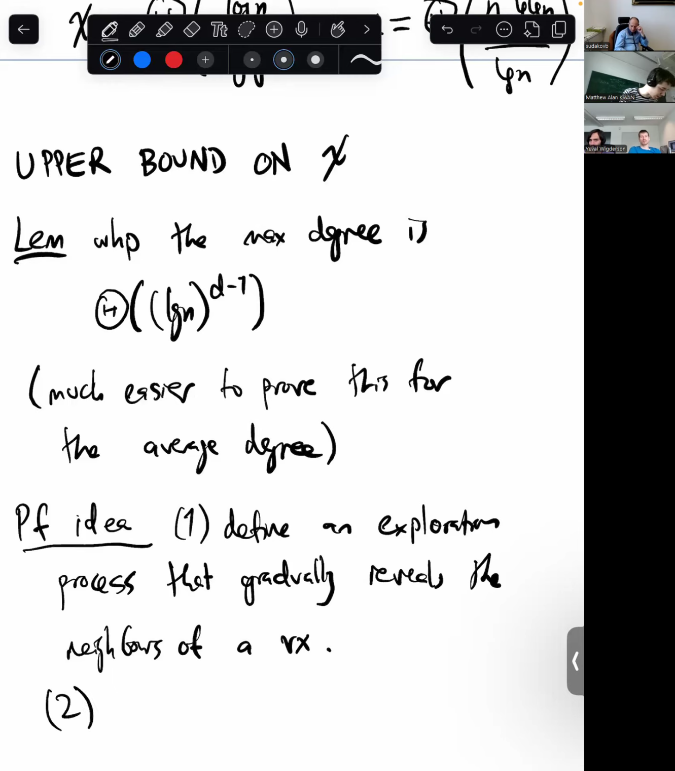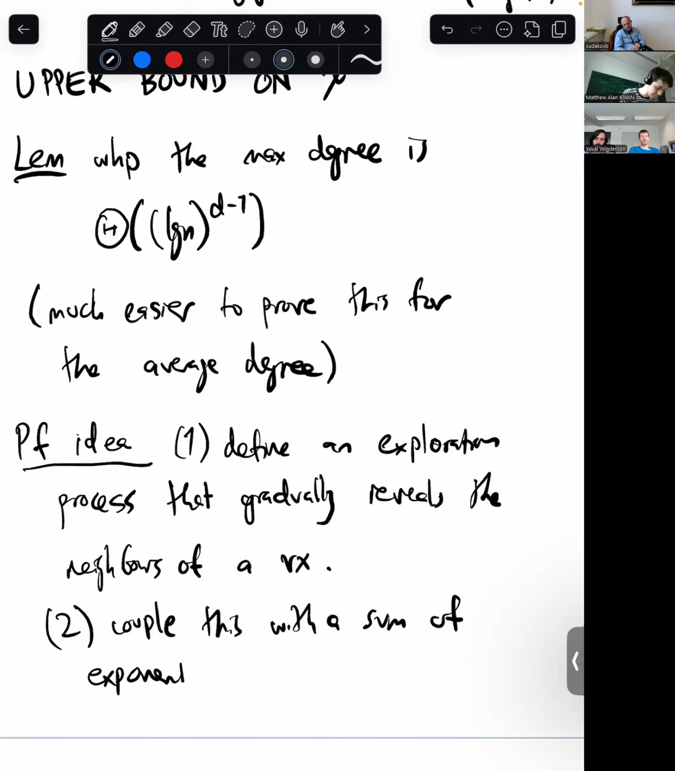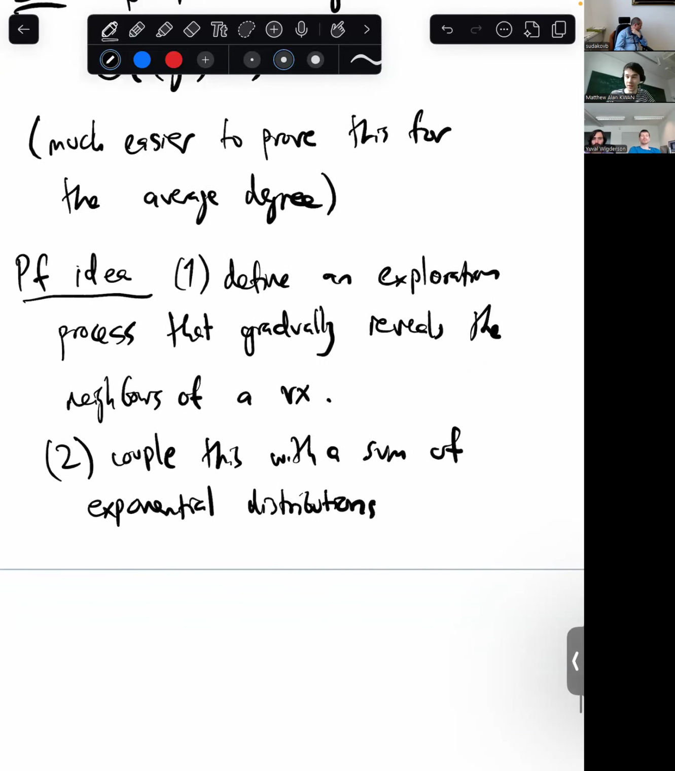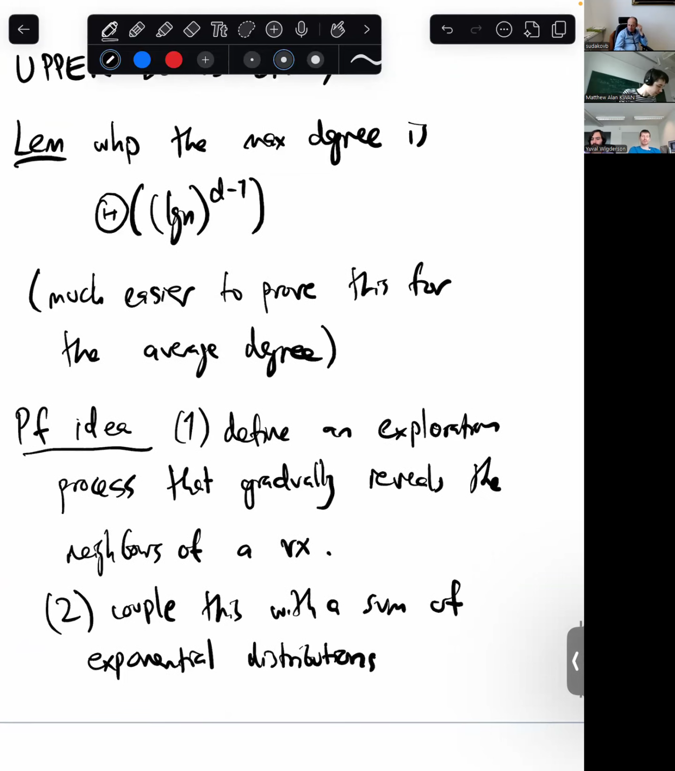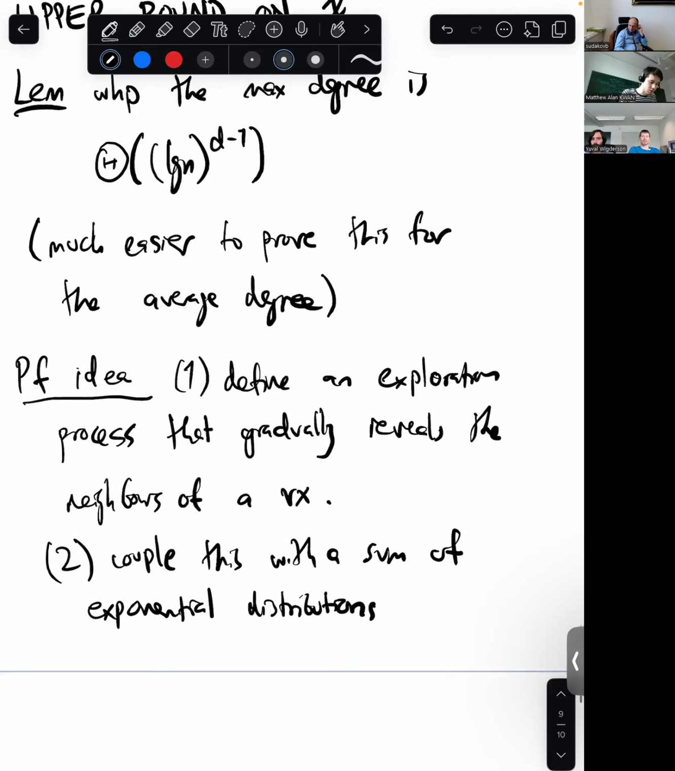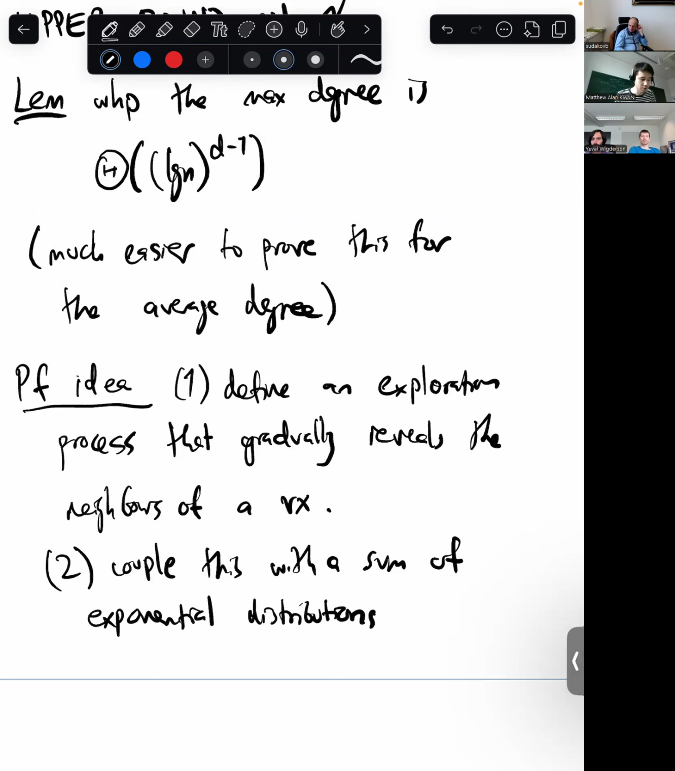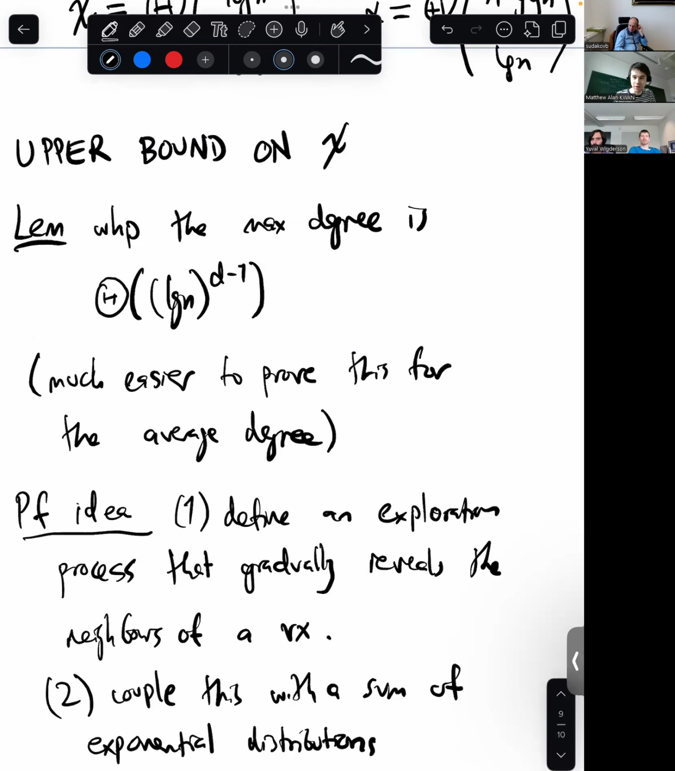And it turns out that you can couple this with a sum of exponential distributions. So there's some sort of Poisson process stuff going on, and then you can use some concentration inequality for sums of exponential distributions to show that the degree of a vertex is not bigger than log n to the d minus 1 with good enough probability for a union bound. Okay, so that already almost gives you the upper bound on the chromatic number that you're looking for.